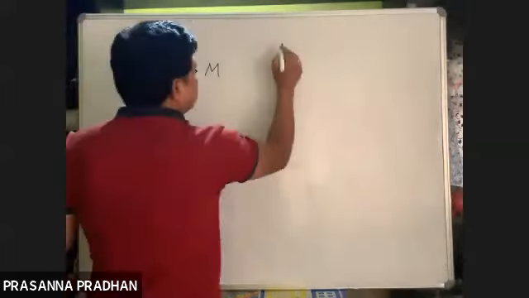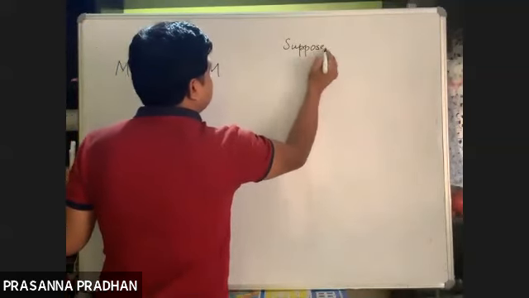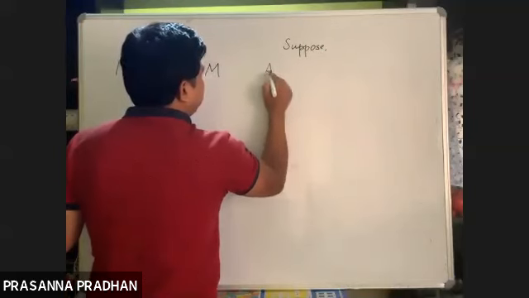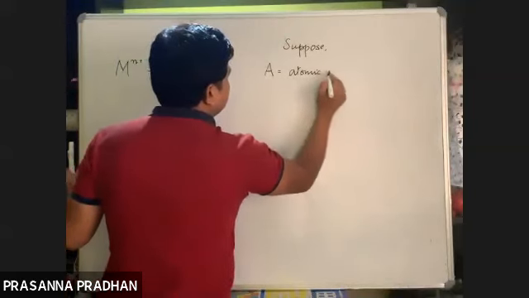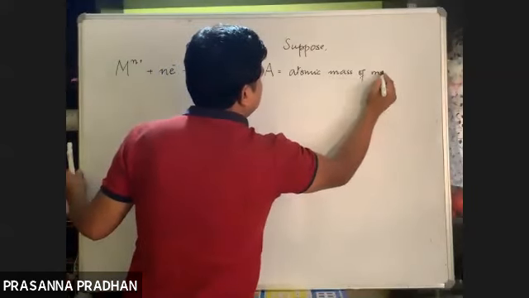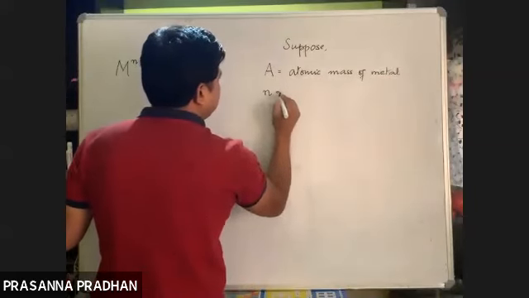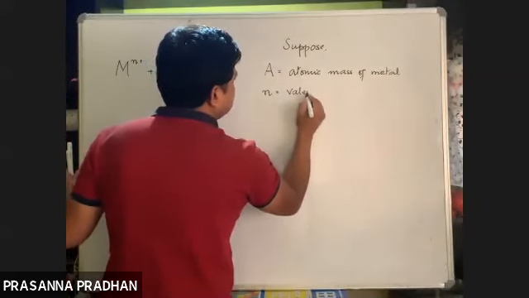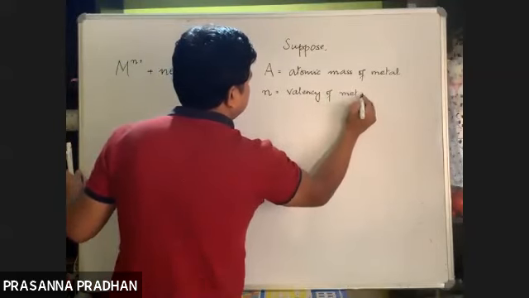And let us suppose that A is the atomic mass of the metal. And we know that n here denotes the valency of the metal.